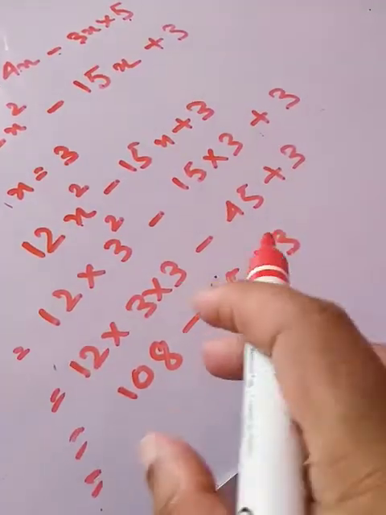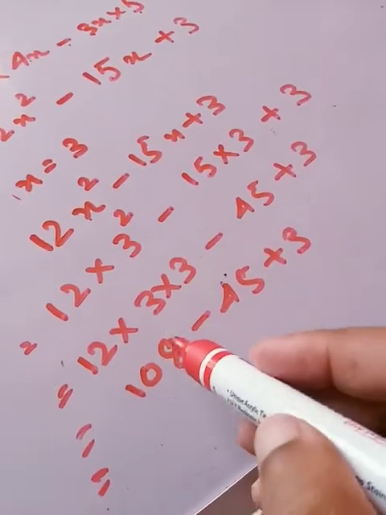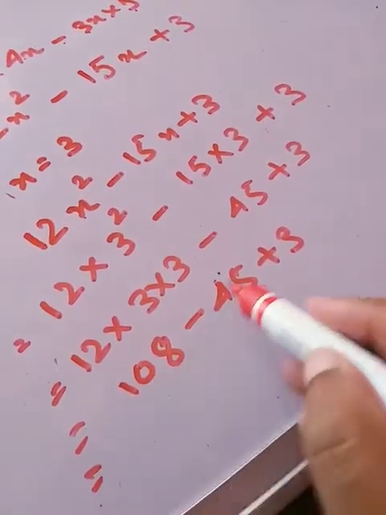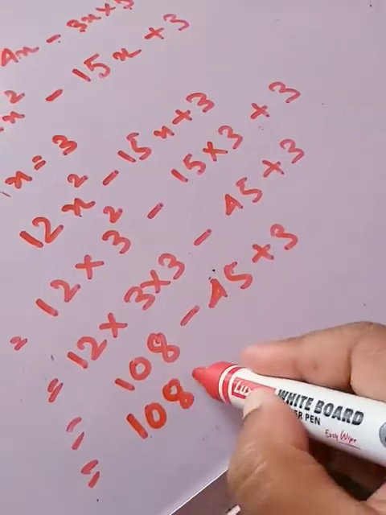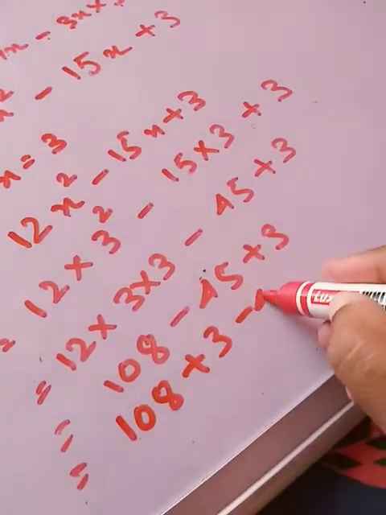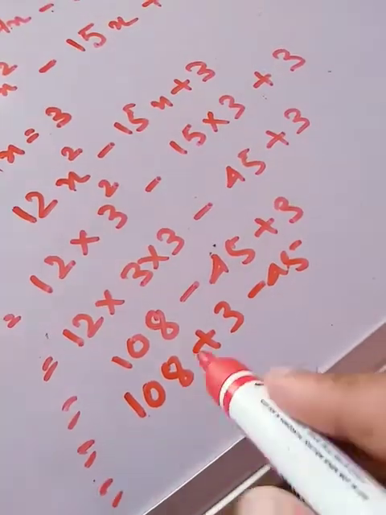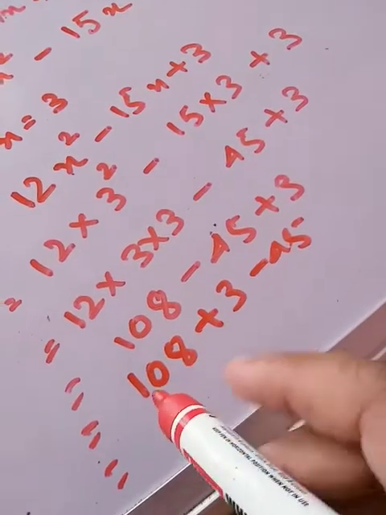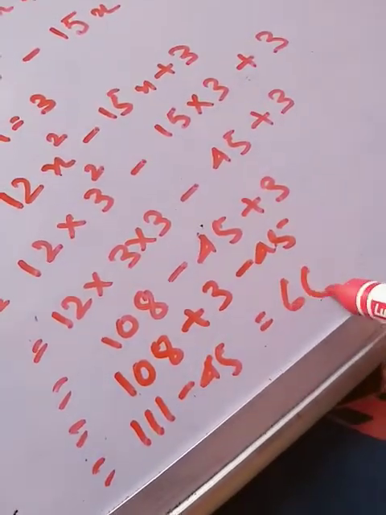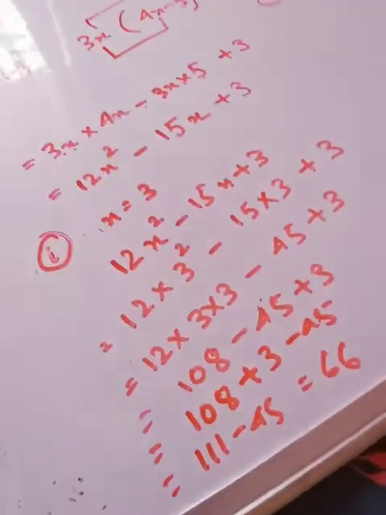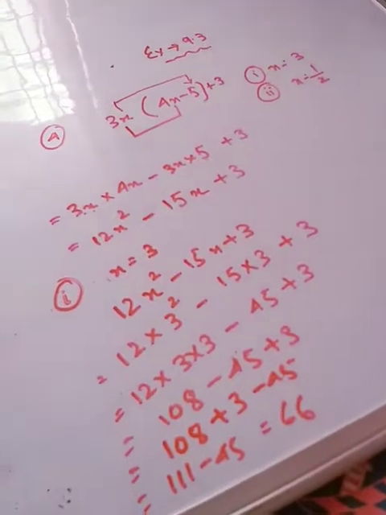Okay, now we'll bring all the plus signs together. The digit which is carrying a plus sign, so this is the digit which is carrying a plus sign, and this is the digit which is carrying a plus sign. So bring them together. 108 plus 3 and the minus sign should be written on the extreme right hand side. So 108 plus 3 is what? 111 minus 45. So the answer is 66. Isn't it? So this is how we have to do the first sum.